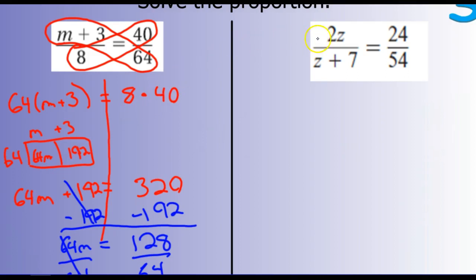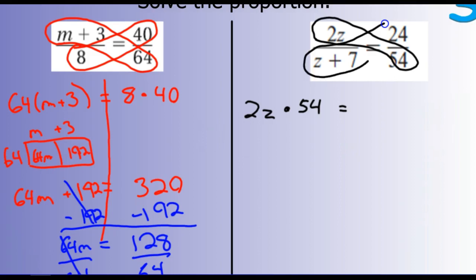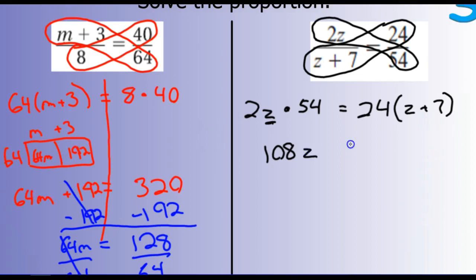Now this problem has a coefficient on our variable. So we're still going to do this problem just the same way that we've been doing it. So we have 2z times 54 equals 24 times z plus 7. So 24 goes outside of my parentheses, and z plus 7 goes on the inside. Now when we do 2 times 54, that gives us 108. But we also have this z here, so we need to put the z with the 108.